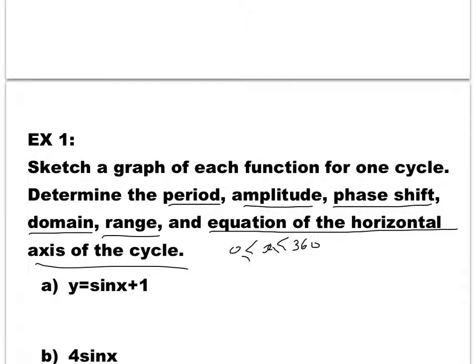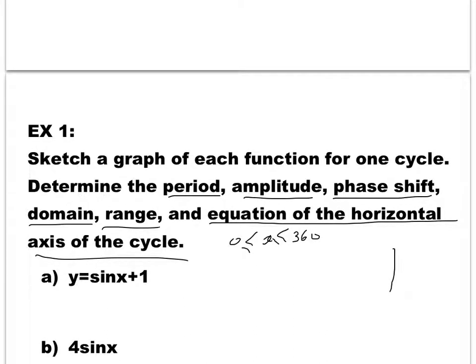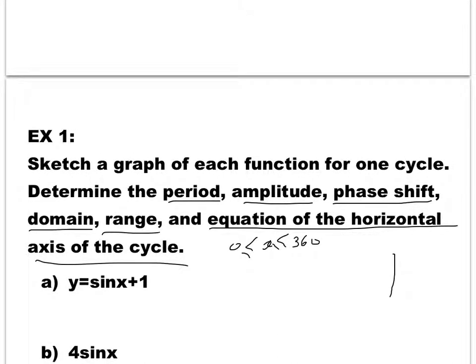Plot y equals sine x plus 1. Okay, to plot something like y equals sine x plus 1, what I'm going to do is find the table of values for the parent function, which I already know by heart, x, y. When x is 0, 90, 180, 270, and 360, I know this is 0, this is 1, 0, negative 1, 0.